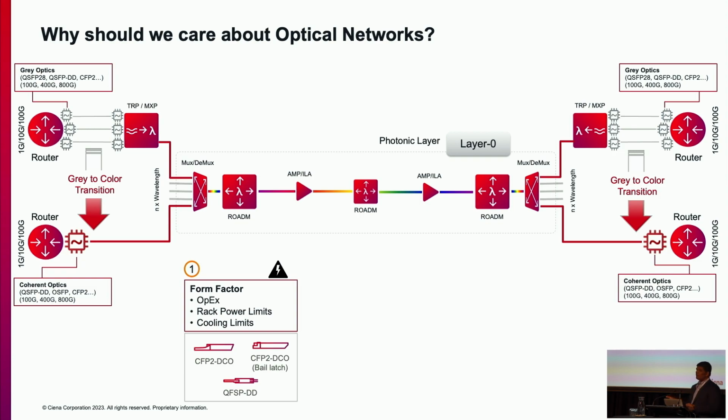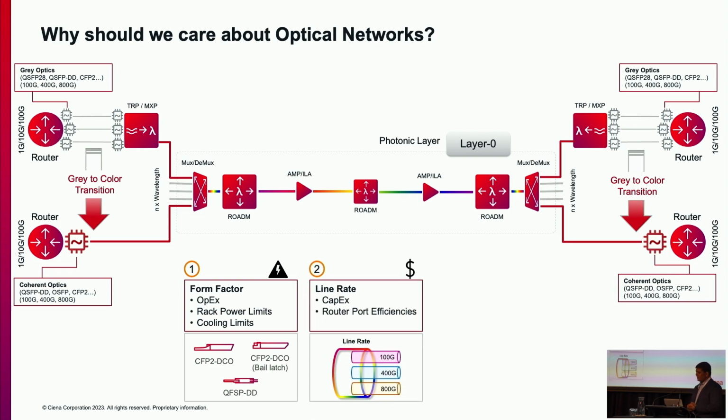We have different form factors right from QSFP-DD, OSFP, and CFP to DCO. Each form factor has its own pros and cons. And when you replace those gray plugs with the coherent plugs on the router, it would impact your thermal efficiency also. So the operational expenditure needs to be taken into consideration when we are finalizing the optical plugs.